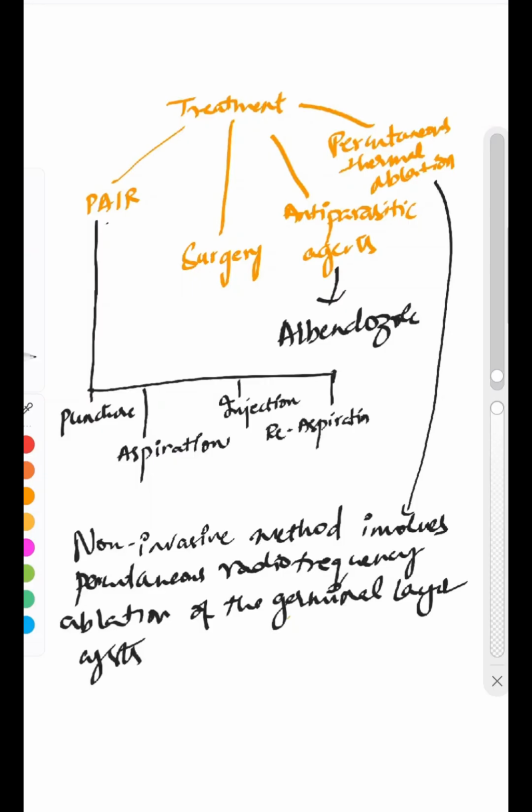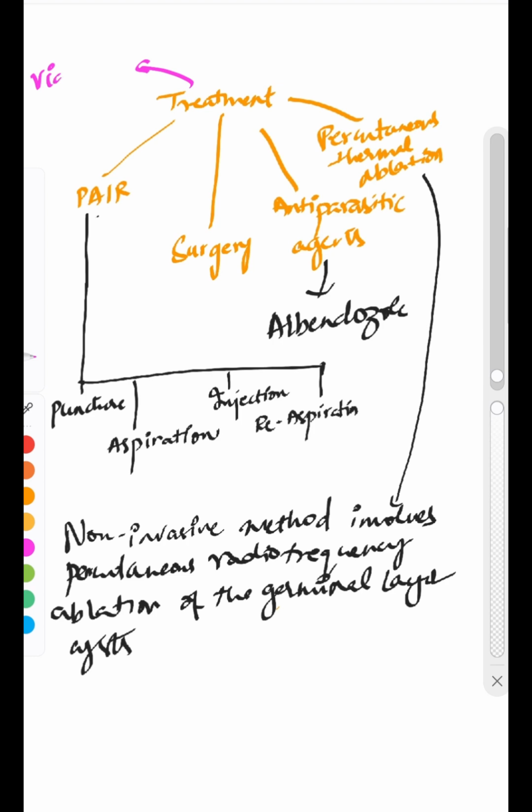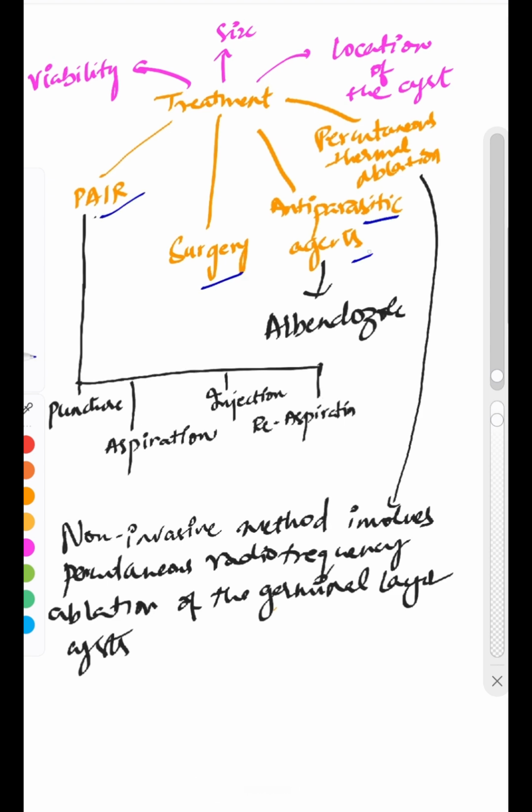And next coming to the treatment. The therapy for cystic echinococcosis is mainly based on the viability, size, and location of the cyst. There are 4 methods of treatment. First is PAIR, then surgery, antiparasitic agents, and percutaneous thermal ablation.